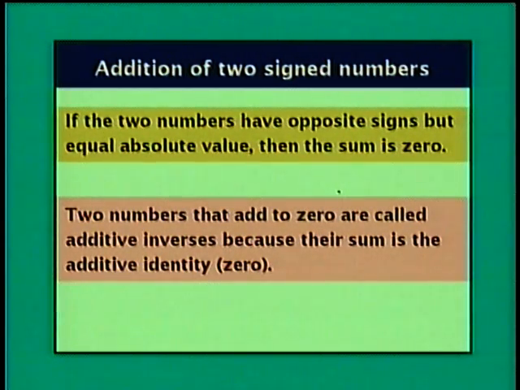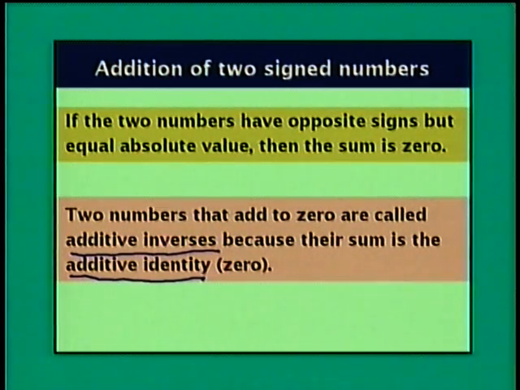Two numbers that add to 0 are called additive inverses because their sum is what we call the additive identity. Here's a place where you're going to have to make a conscious effort to really memorize something. Additive inverses are two numbers that add to 0. 0 is frequently referred to as the additive identity.